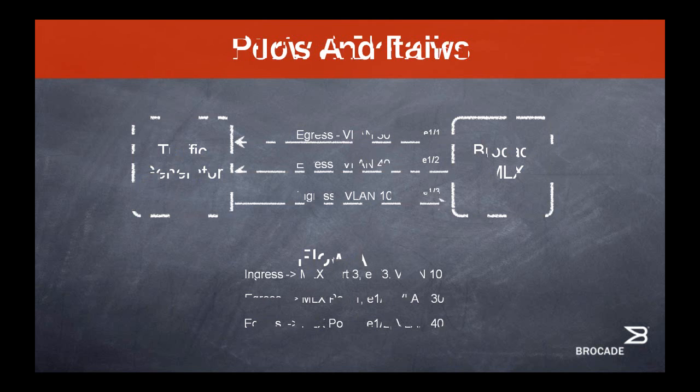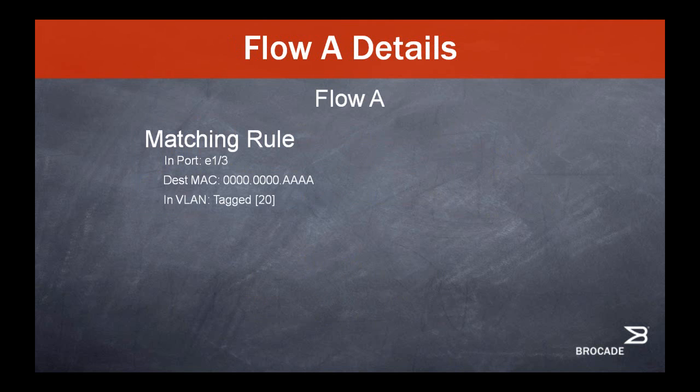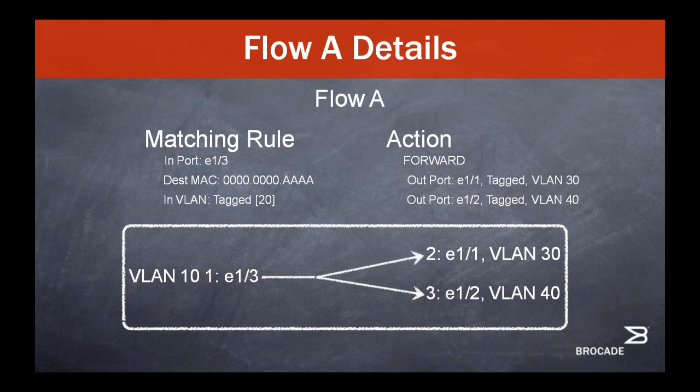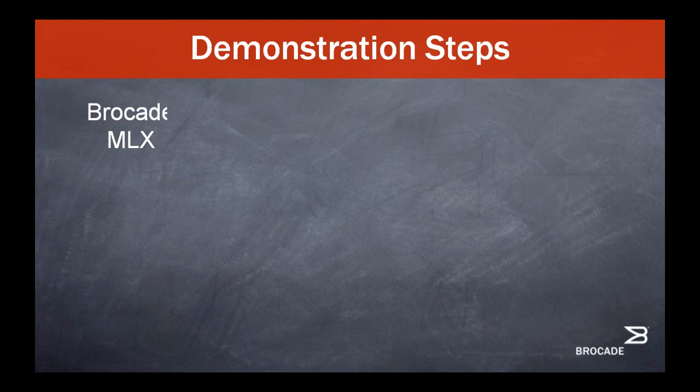Let's quickly look at the flow A details. For every rule, there is an action. Rule for flow A states, traffic is incoming on port 1x3 with tag for VLAN 20. The action to this rule is forward and replicate this traffic on ports 1x1 and 1x2, changing the VLANs to 30 and 40 respectively. Here are the demonstration steps we will see during the actual CLI scripting.